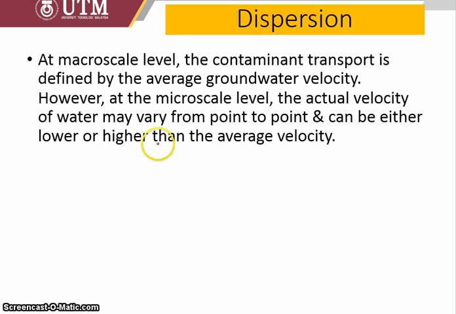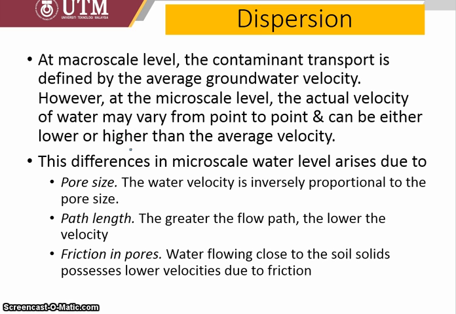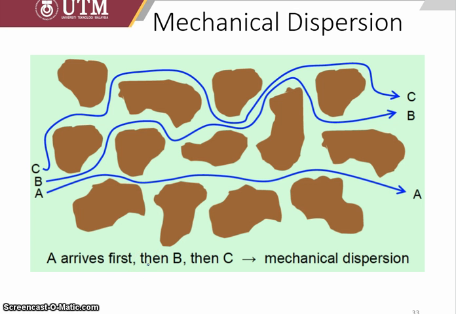It can be either lower or higher than the average velocity. So in the micro scale, we can see the differences because we have different pore sizes. We also can see the effect of the path length and also the friction between the soil pores. Okay, so this is what is meant by mechanical dispersion.